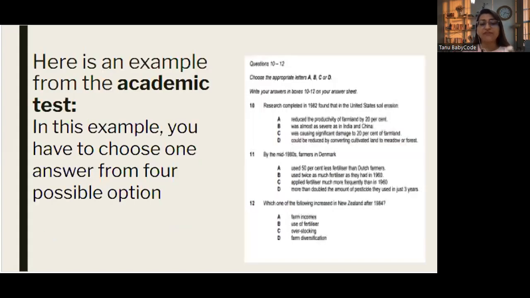Second, you can have a look at what multiple choice questions look like. This is from an academic test. In this example, you have to choose one answer from the 4 possible options. Write your answers in boxes 10 to 12 on your answer sheet. So you can see 10, 11, and 12. There are 3 questions, and below the questions there are 4 possible options, and you have to select one correct option.